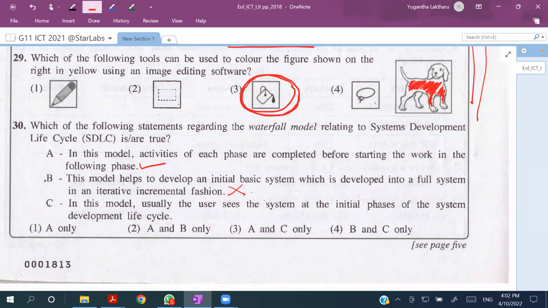In this model, usually the user sees the system at the initial phase of the system development lifecycle. Not again. The user won't be able to see it in the initial phases. They are going to see it in the very last phases. All right, so it's A only. It's going to be the answer. 30th.